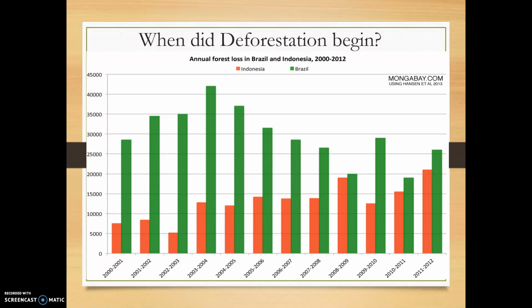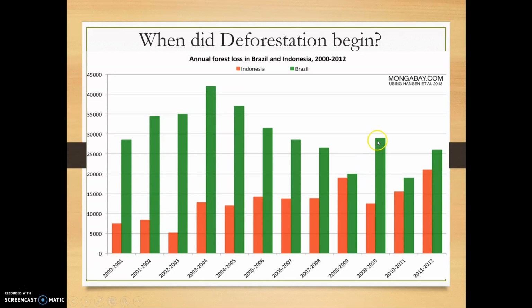So, a timeline depicting the history of deforestation specific to Brazil and Indonesia. The green bar charts represent Brazil deforestation, and the orange bar charts represent Indonesia. This is annual forest loss from 2000 until 2012. Looking at this chart, it appears that there was a gradual increase in deforestation in Brazil up through 2004, and then a gradual decrease in deforestation until about the year 2009.